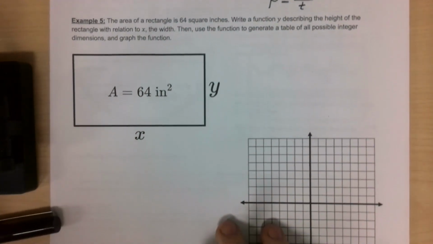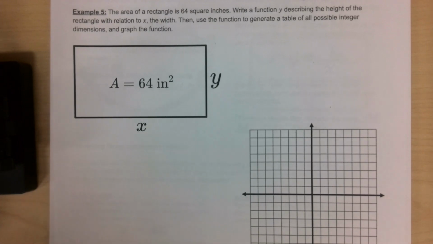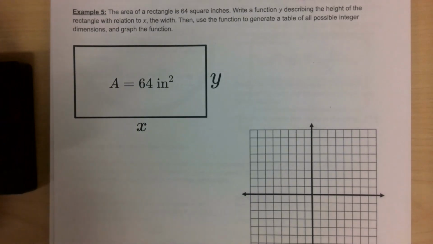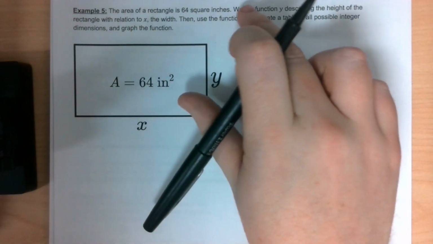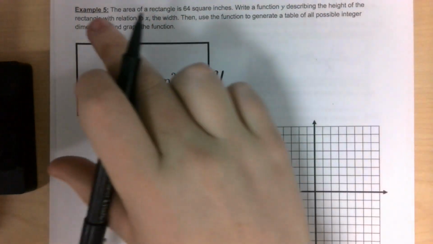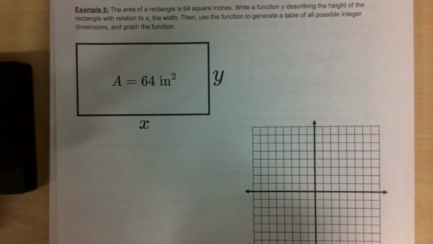Here's the last question, and this is a thinking problem. I had to give you some hard ones for such a quick lesson. The area of a rectangle is 64 square inches. Write a function y describing the height of the rectangle with relation to x, the width. Then, use a function to generate the list of all possible integer dimensions and graph that function. What on earth does this mean? Let's start with the first question. Write a function y describing the height of the rectangle with relation to x, the width.